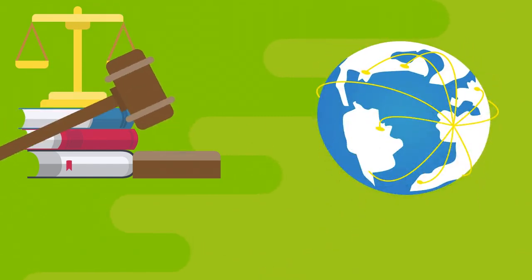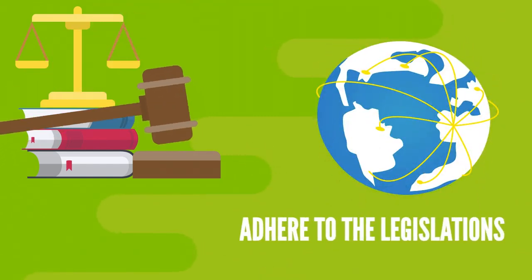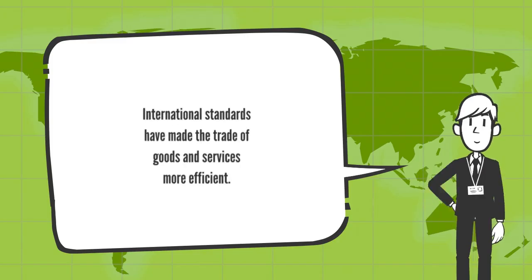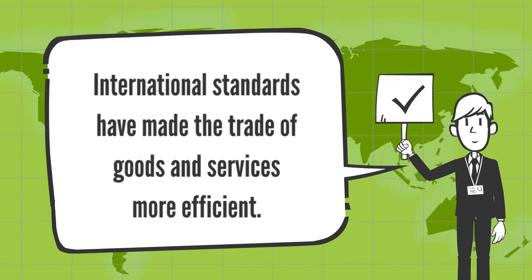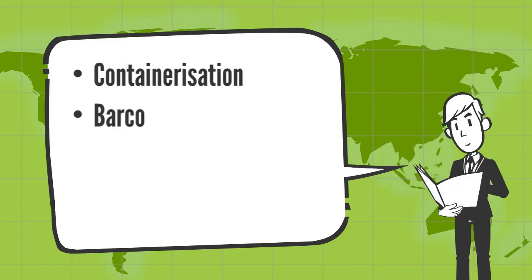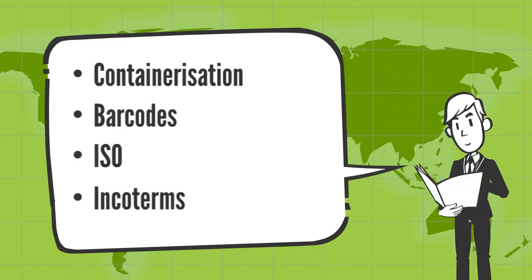Managing a supply chain in different countries means that you need to adhere to the legislation of that country as well as be aware of the possible risks. International standards have made the trade of goods and services more efficient. These include containerization, barcodes, ISO, Incoterms.